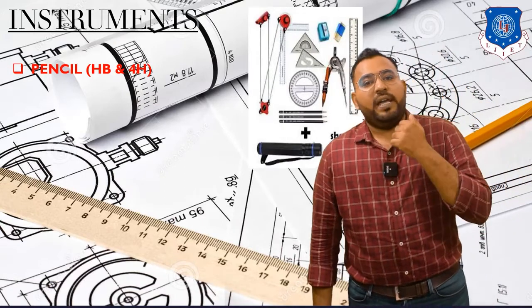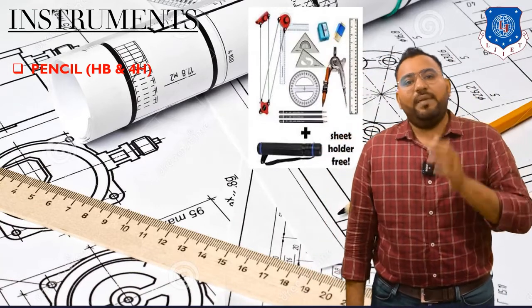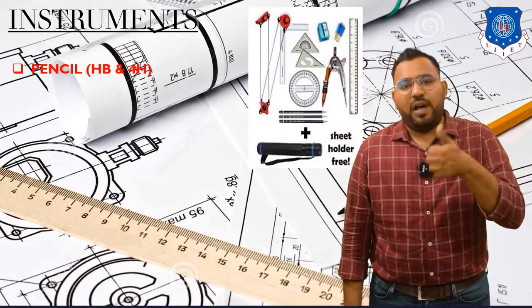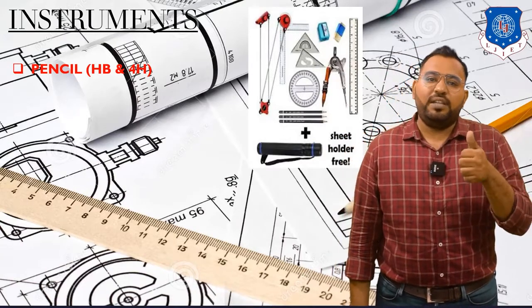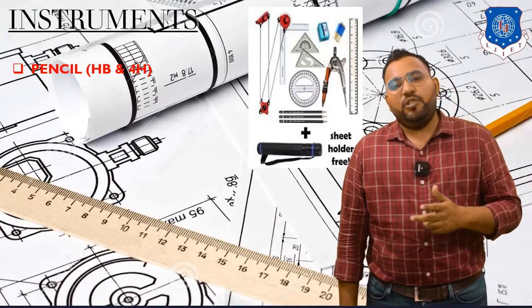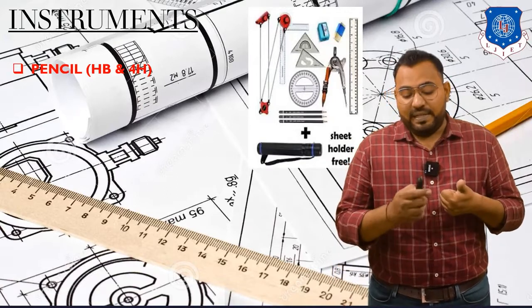Now go to a market, ask the vendor, and ask him to give two pencils, one of 4H grade and another of HB grade. We are going to use 4H for drawing thin lines and HB for drawing thick lines. So this is the first instrument required, the pencil.